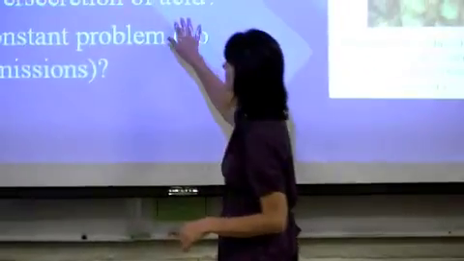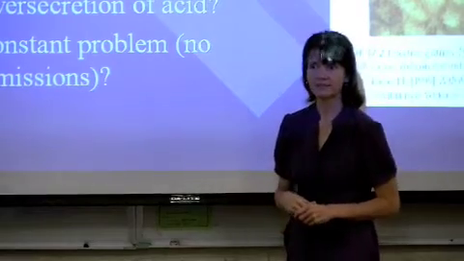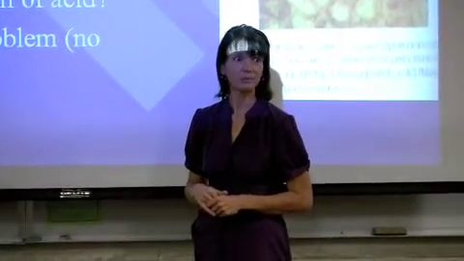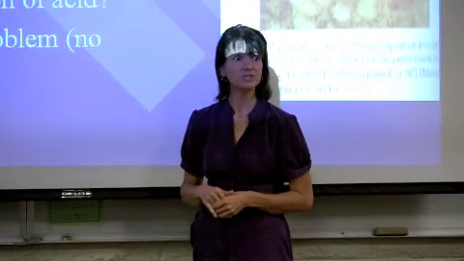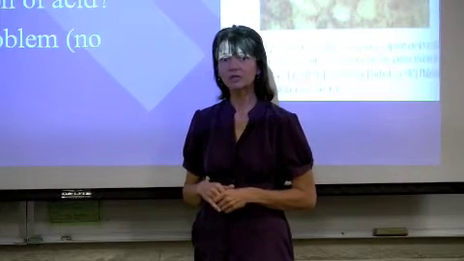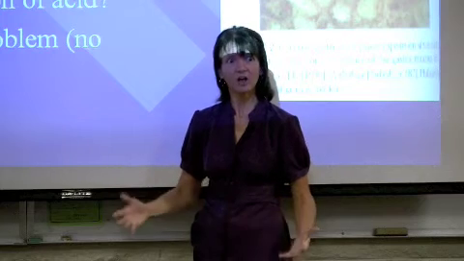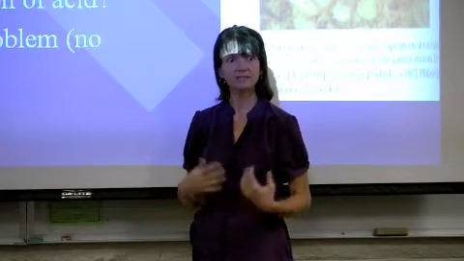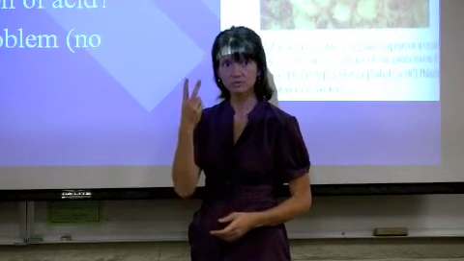Which one is related to an oversecretion of acid? Actually, duodenal. Most associated with oversecretion of acid. Remember, your stomach is an acid vault. It's meant to deal with acid. It has a nice mucosal barrier. It's supposed to deal with pH of 2.